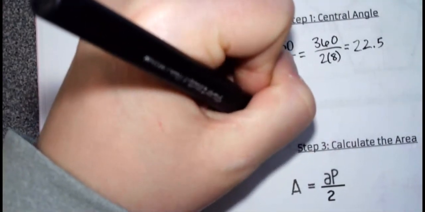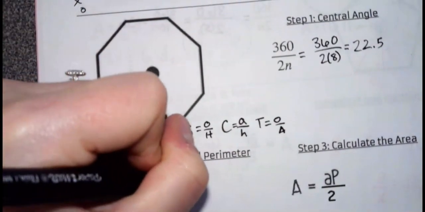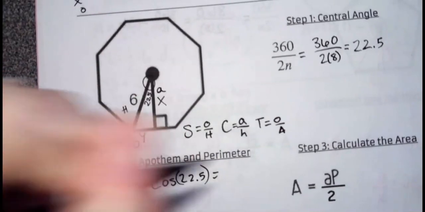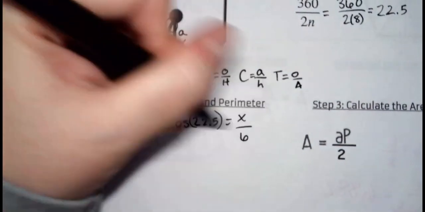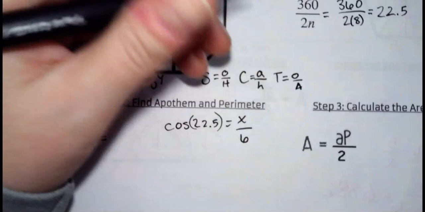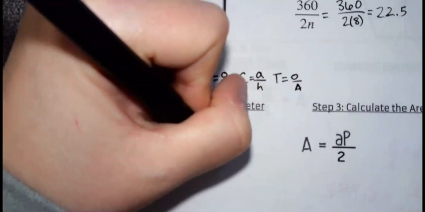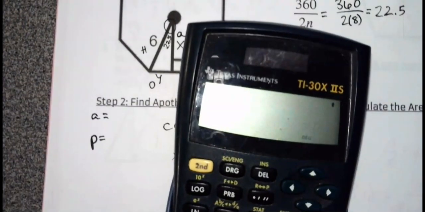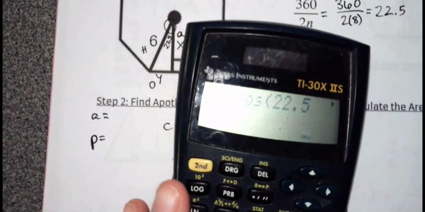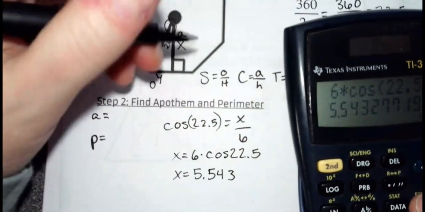Tripping on apples. So we are going to use cosine to solve for x. Cosine of our angle, 22.5, equals x over 6. The nice thing is that you're always going to multiply because your variable is on top for this type of problem. Not always for all the problems, but for this type. So x equals 6 times cosine of 22.5. So you're going to get 5.543. That is my apothem.